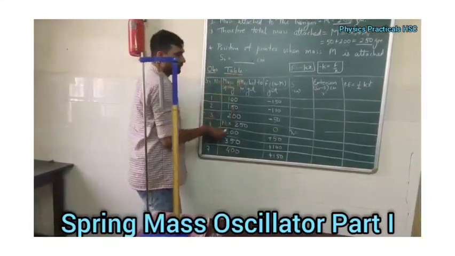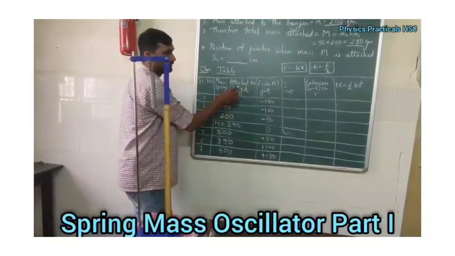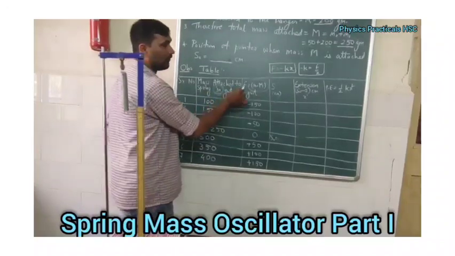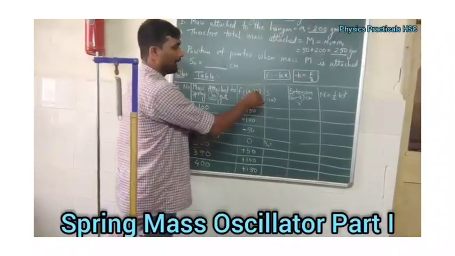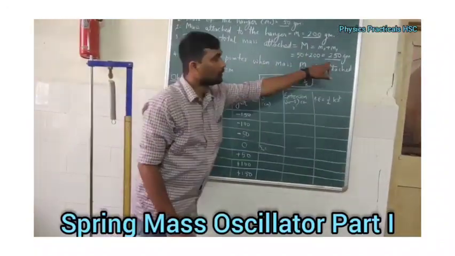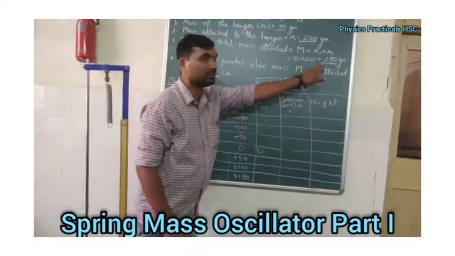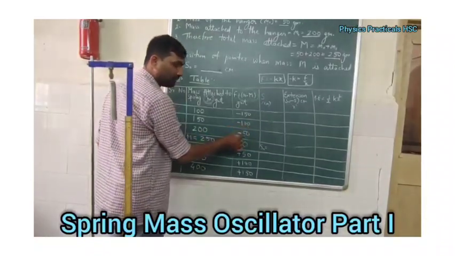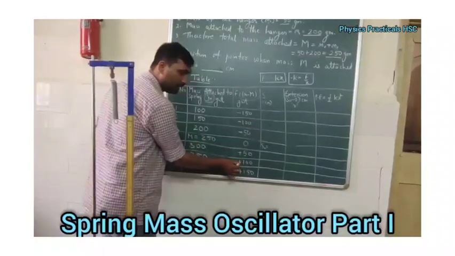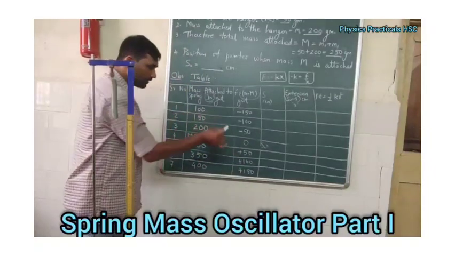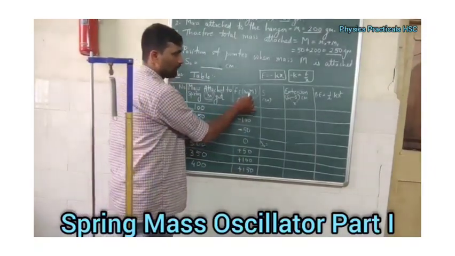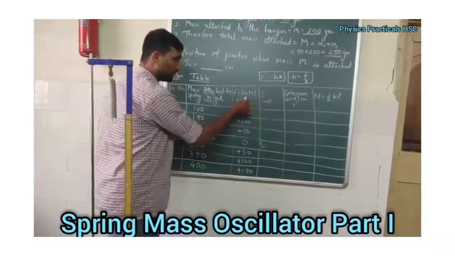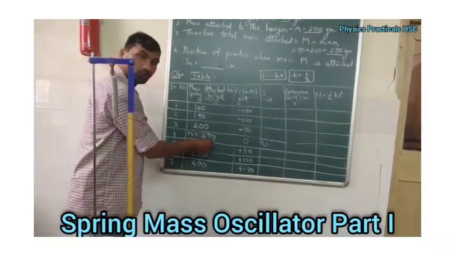Coming to the observation table, the first column is the mass attached to the spring. This is small m, the value of mass attached. Force is equal to small m minus capital M, where capital M is 250. When small m minus capital M is 0, both are the same, so I have written capital M is equal to 250.